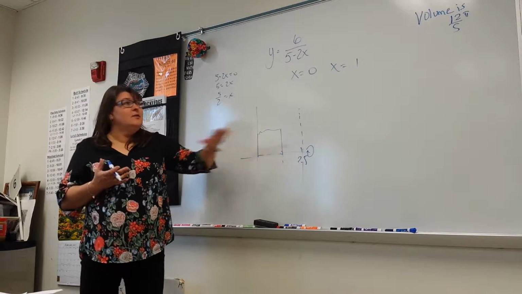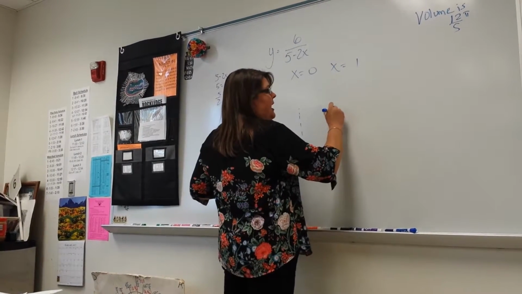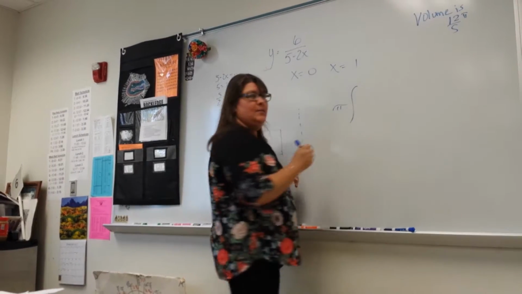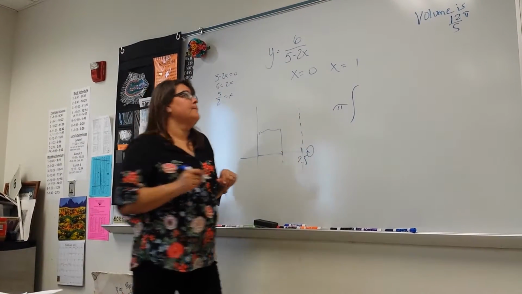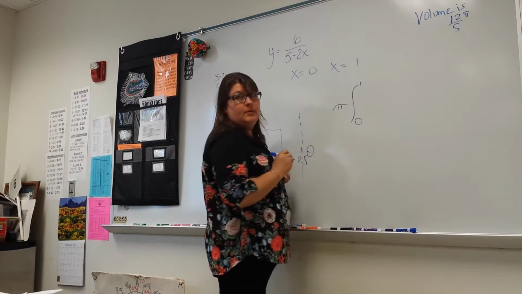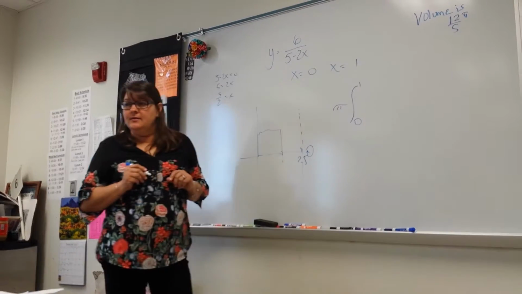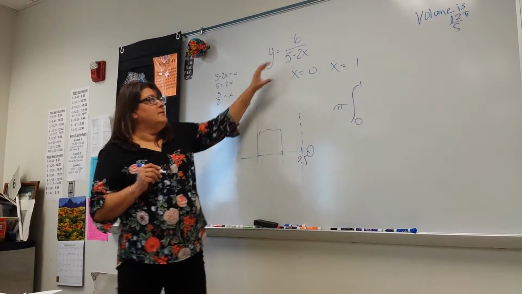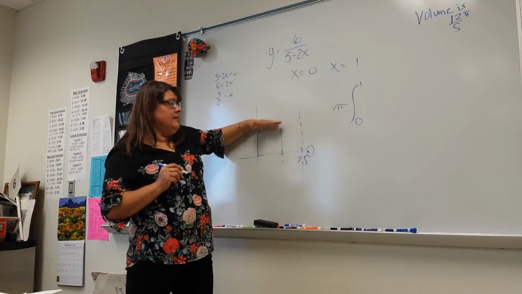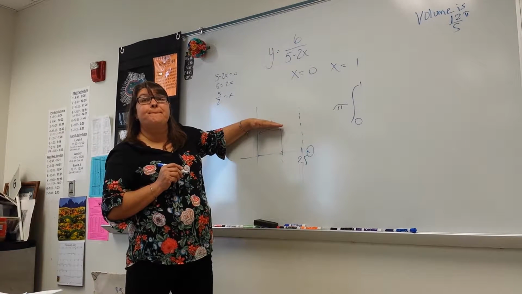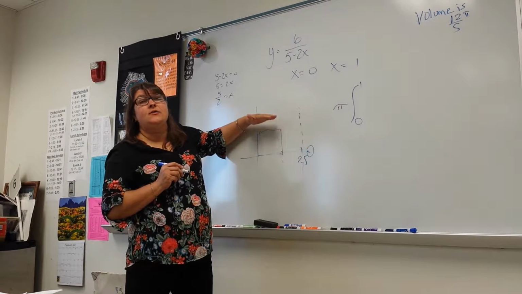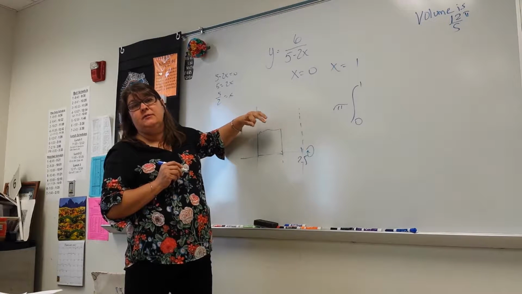Right. So we're going to go pi from A to B. What's A and B? 0 to 1, right? What's my radius? It's this thing, the ceiling. Why are you using pi? The formula is pi r squared. Yeah, rotation of the, alright.